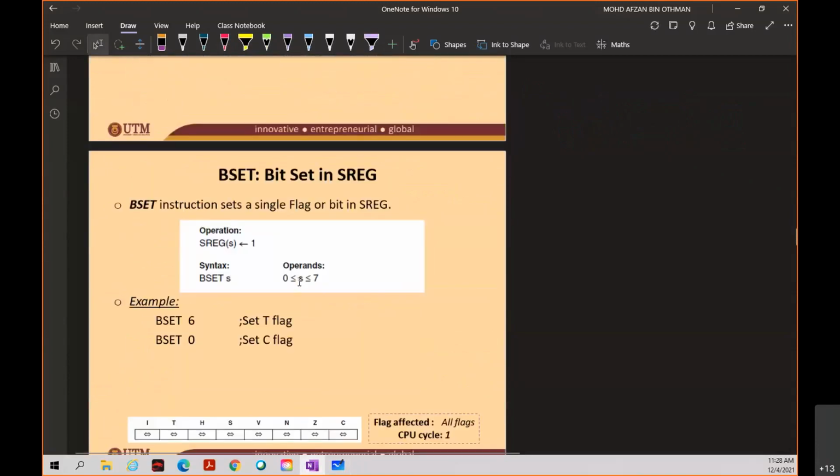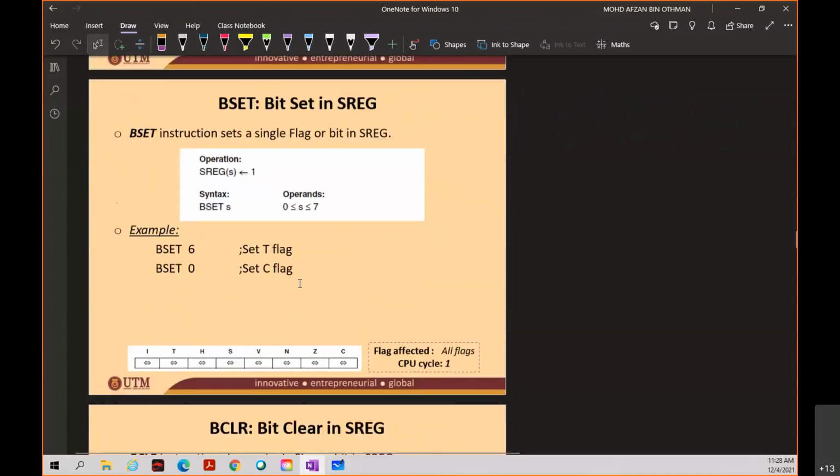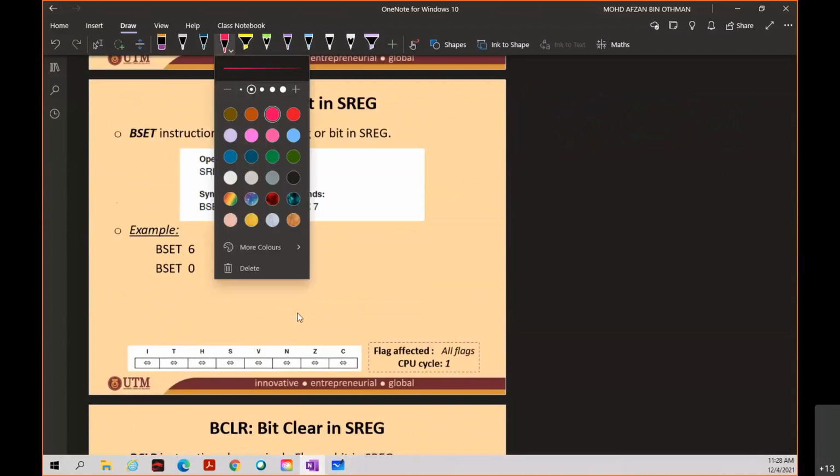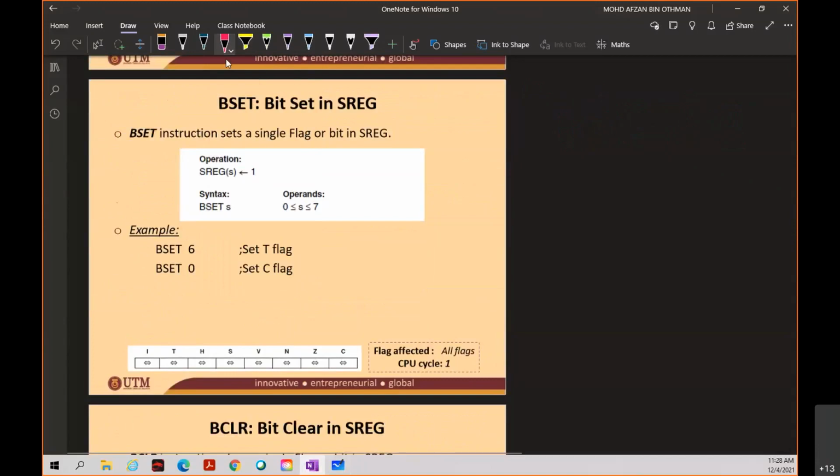Next we have the BSET. This BSET stands for bit set in status register. The bit set instruction tells the CPU to set a single flag or a bit in the status register. This means that sometimes you are going to set your flag register. So how to do that? You can use the bit set instruction.